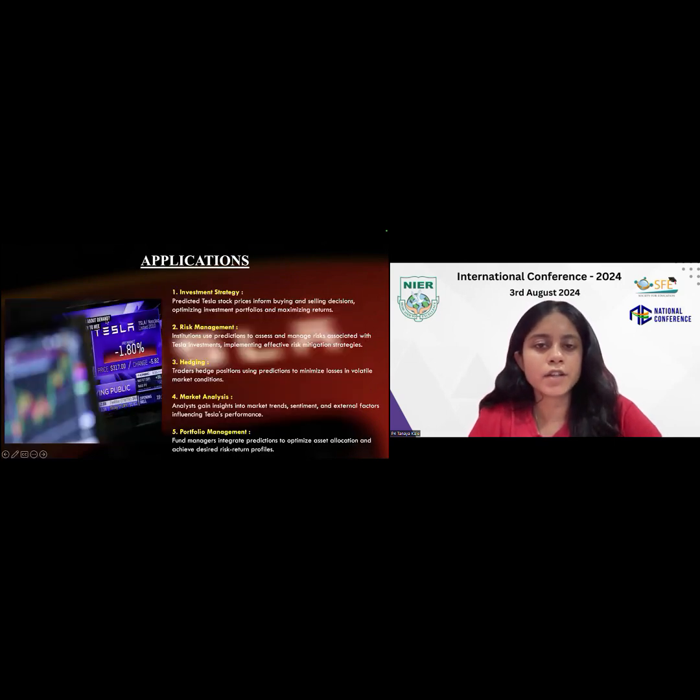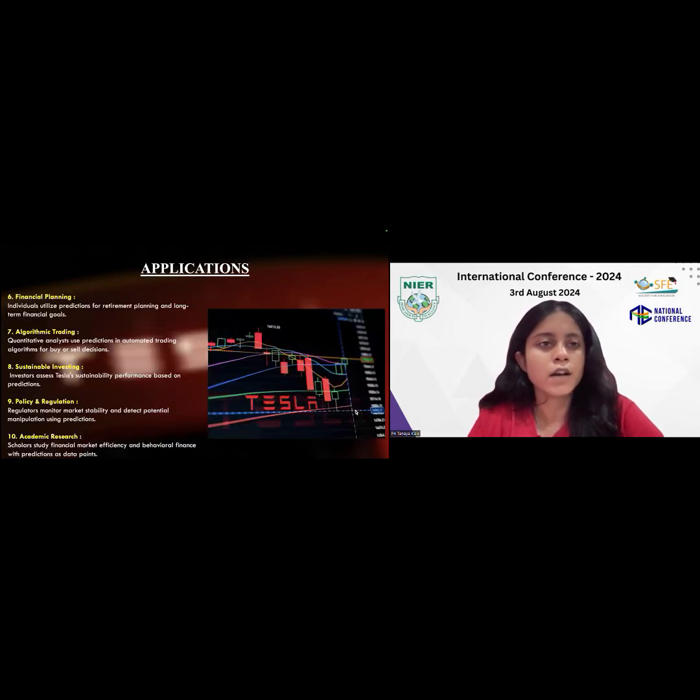So these are the applications or future scope where it can be used. That is the investment strategy, which can be one of the major factors. Then risk management can also be one of the applications, as institutions use predictions to assess and manage risk associated with Tesla investments. Then market analysis, portfolio management, financial planning, and algorithmic trading. In algorithmic trading, those who do intraday trading or mutual funds can use it for quantitative analysis to get automated trading algorithms to buy or sell stocks or improve their decisions.